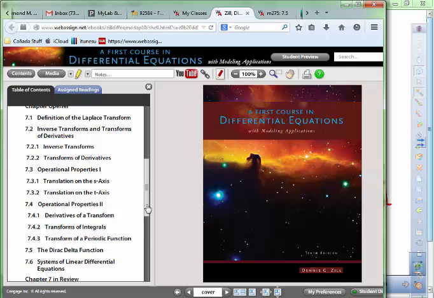All right, so we have, just to recap what we did with the Laplace transform: 7.1, 7.2, 7.3. 7.4 we skipped, except I went over that just today. I went over the derivative of the transform. And then we did the delta function in 7.5.